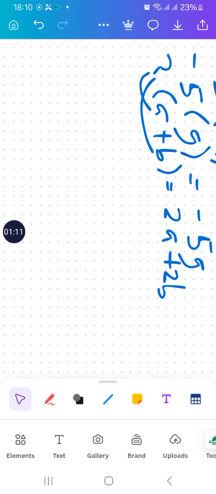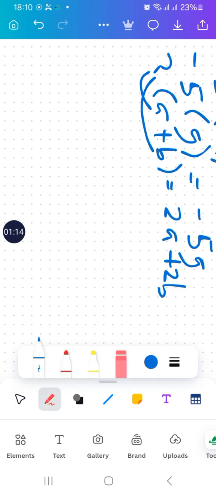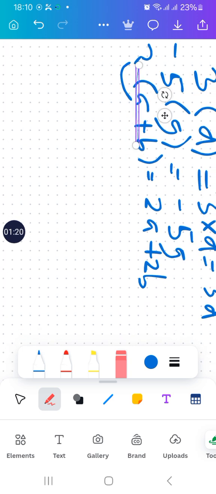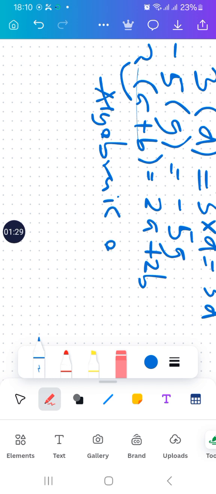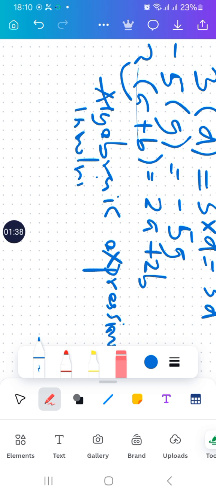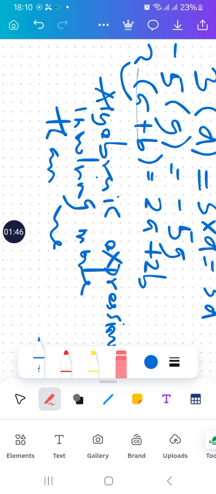So this evening, we are going to see further algebraic expressions. Now let's look at this one that has to do with algebraic expressions involving more than one bracket. So what do we mean by this?